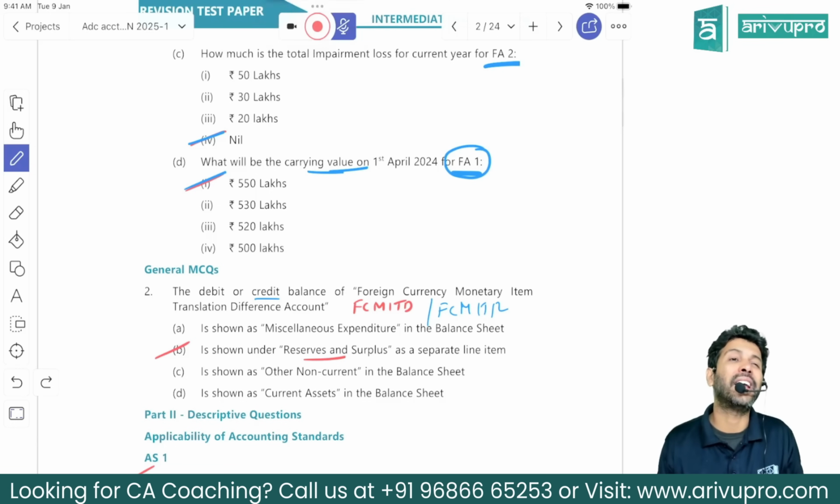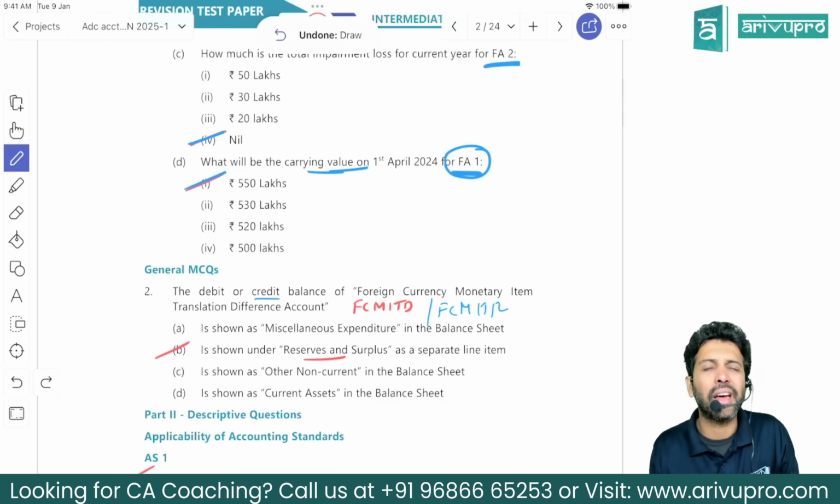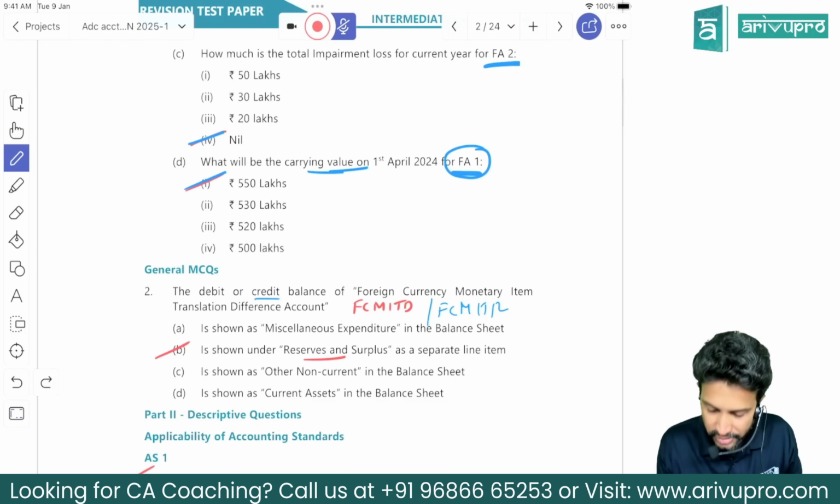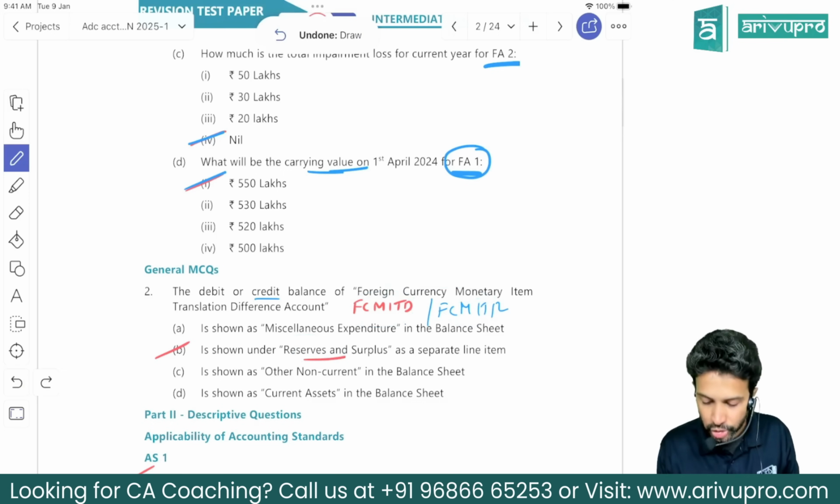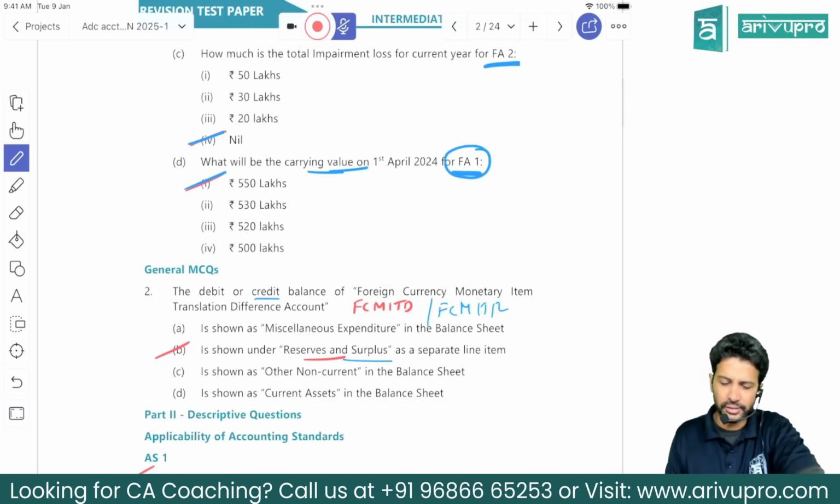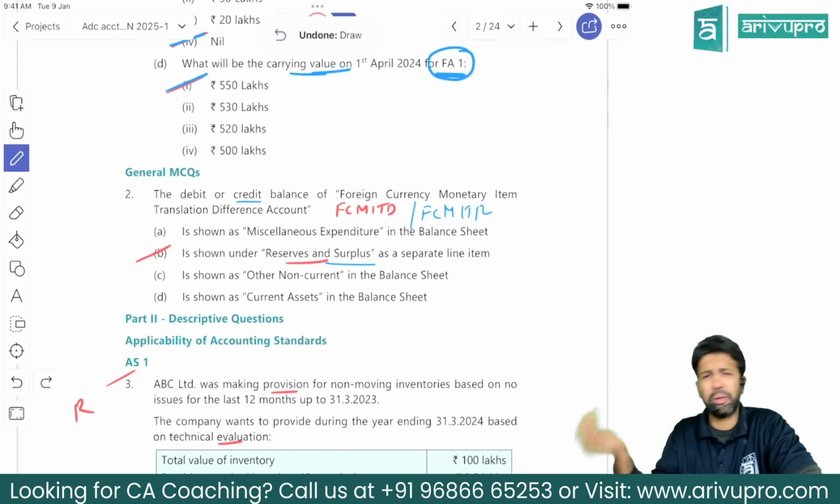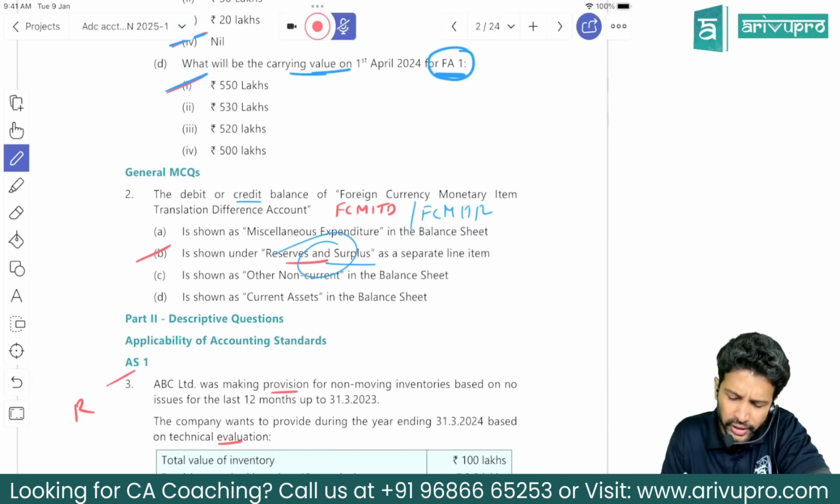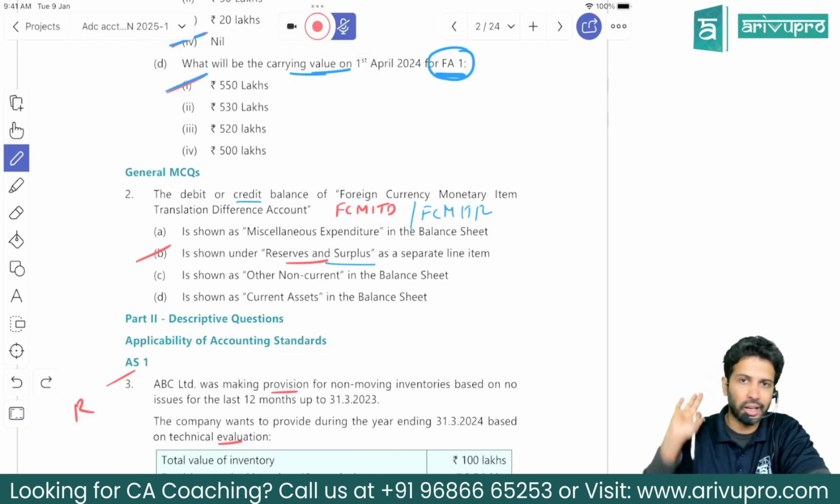What does FCMITR mean? What is this R? Reserve. All reserves will come where? Under reserves and surplus. So this FCMITD, also known as FCMITR, should be shown under reserves and surplus. That's all, a simple question they asked. It doesn't matter what the balance is. This reserve could have a debit balance or a credit balance. It will always be shown in the balance sheet under reserves and surplus only. You can't show it on the asset side. Always under reserves and surplus.